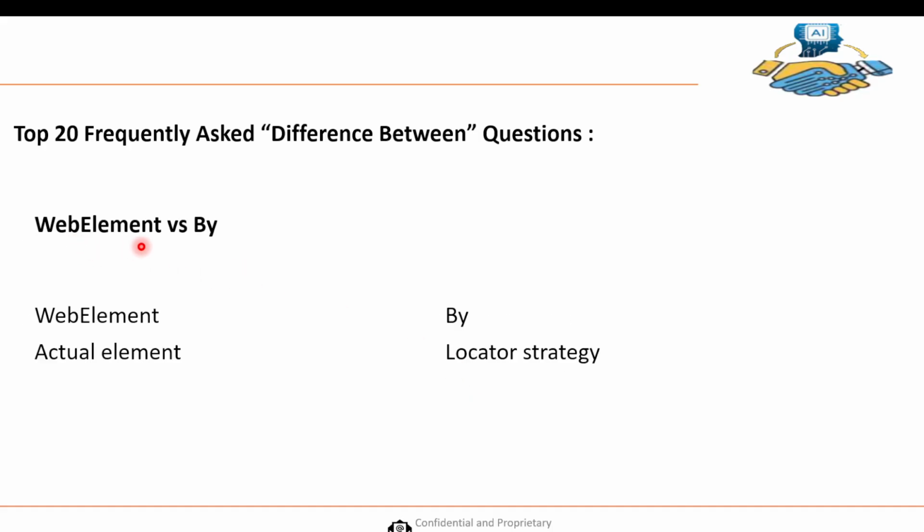Then what is the difference between WebElement versus By? WebElement is the actual element on which we are performing the action, whereas By is a locator strategy only. After that, By dot we put the id, By dot name, By dot xpath.